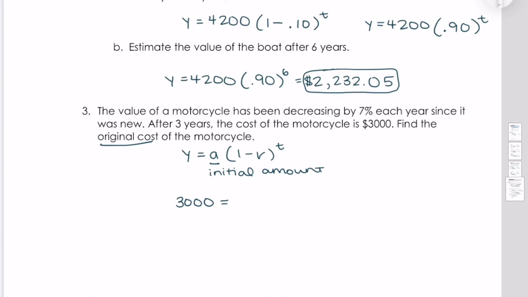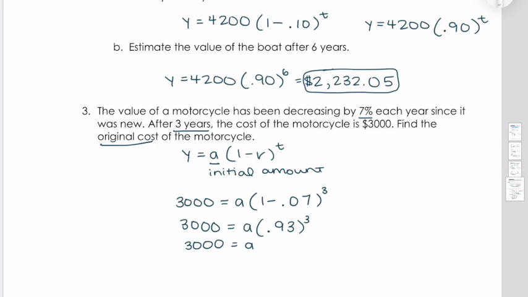So I know that after 3 years, the value is 3,000. So that's going to be my y. So 3,000 equals a. I don't know what it originally cost. And then I do know the 7% decrease in the 3 years. So I can plug those values in for r and t. So now I have 3,000 equals a times 0.93 to the power of 3.